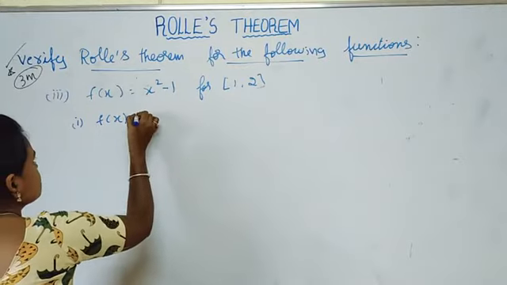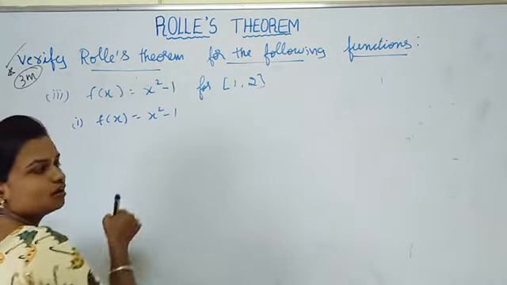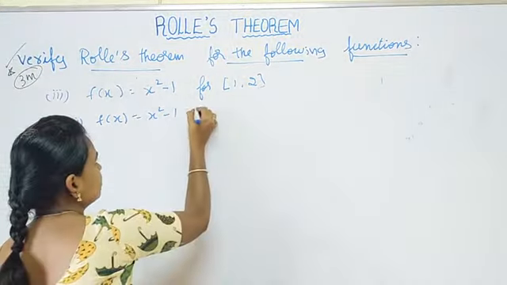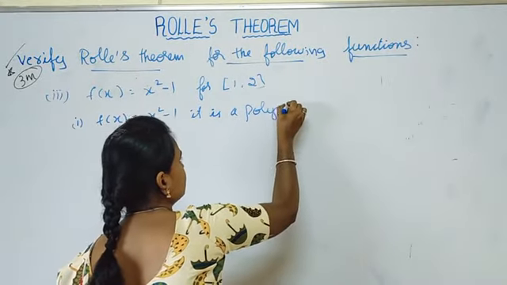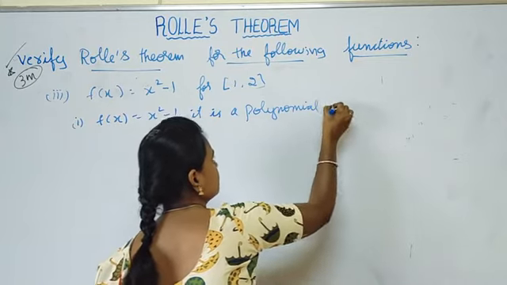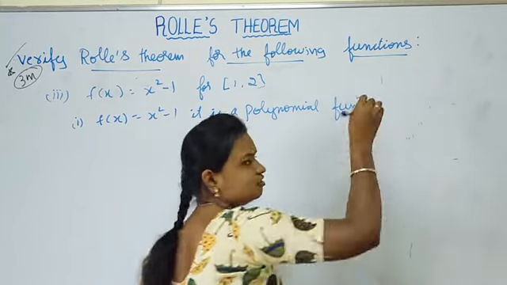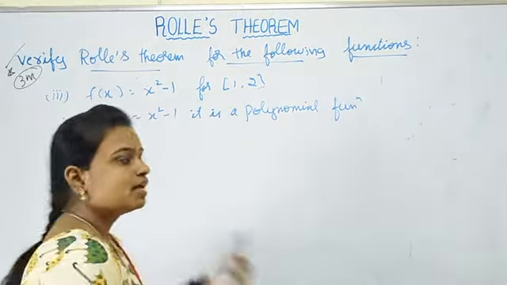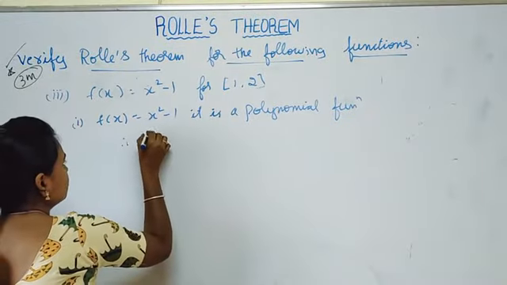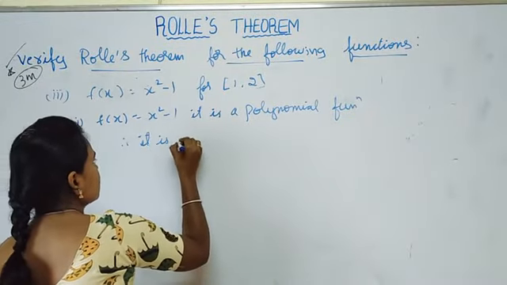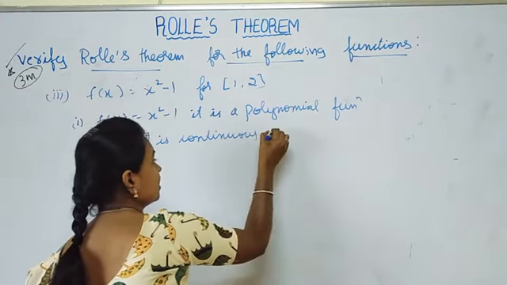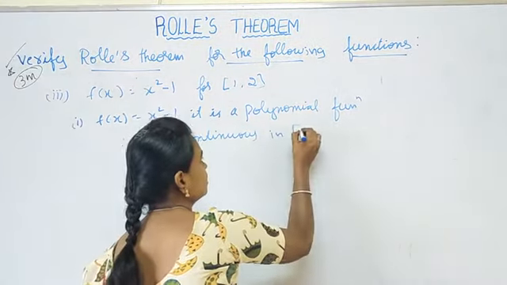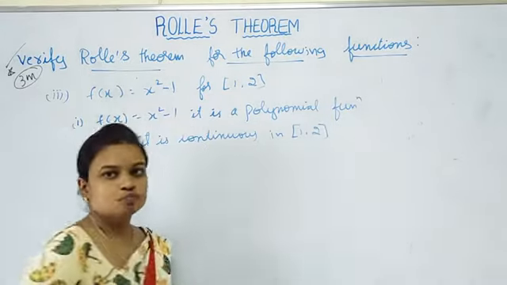Okay. The first condition, f of x is equal to what? x square minus 1. It is a polynomial function, right? We know that every polynomial is continuous. Therefore, it is continuous. Therefore, it is continuous in what? Closed interval 1, 2. Okay.